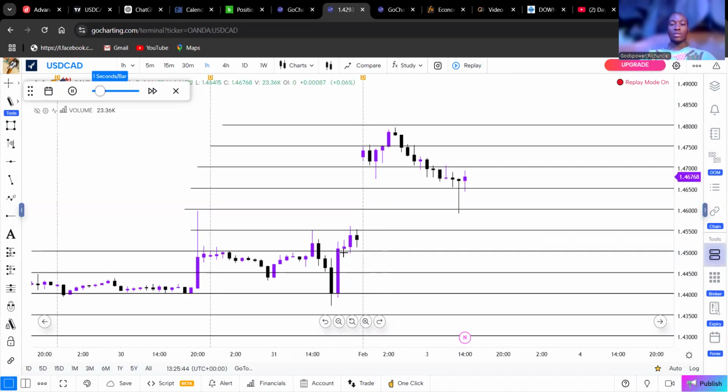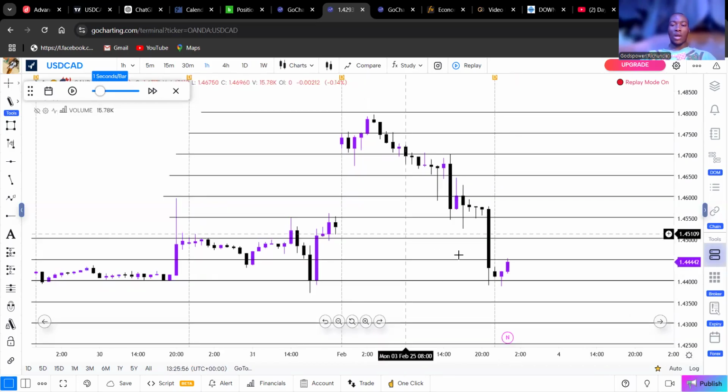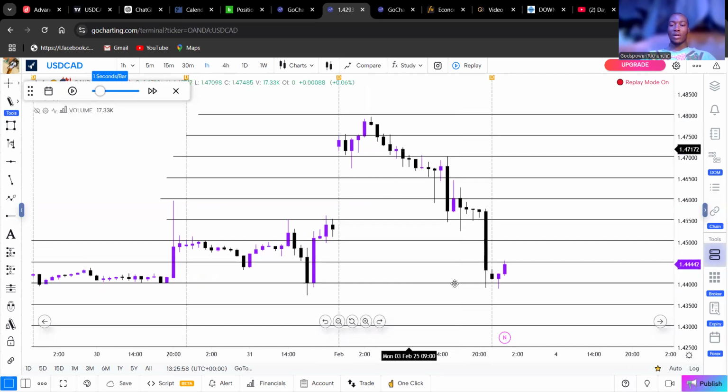Can you see? So the market was supposed to cover the gap. Good. Now that's all for Monday, and you can see the gap has been covered. Now it simply means the market's balanced.